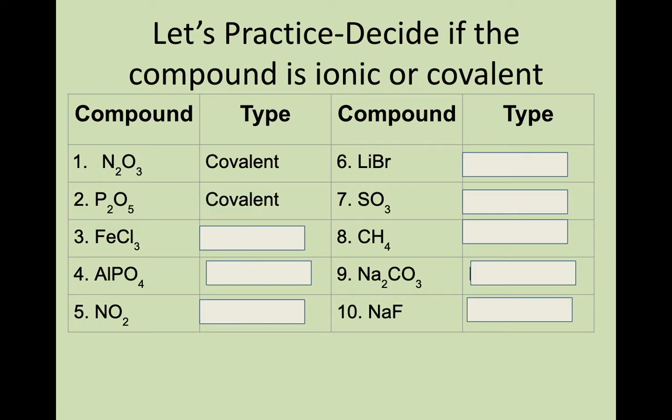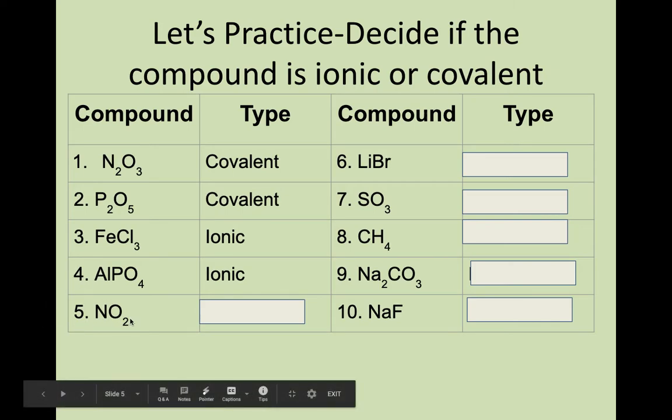All right, number 3, FeCl3. Take a minute to find Fe and Cl. Now, Fe is on the left of the stairs, Cl is on the right, so it is going to be ionic. The next one is AlPO4. So this has 3 elements in it. Al is on the left of the stairs, so as soon as you see one metal that is to the left of the stairs, you know that it has to be ionic. And the metal will always be listed first, okay?